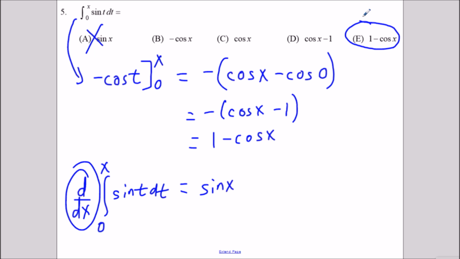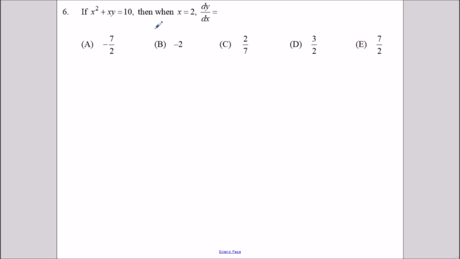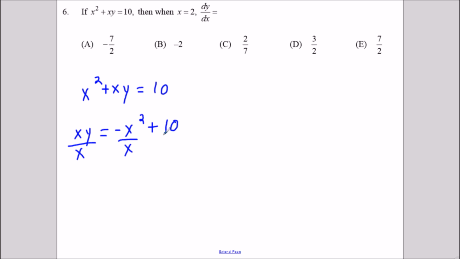Okay, for this question, we have an equation, and they're telling us when x equals 2, dy dx equals something. For this question, we have the option of doing implicit differentiation, but if you can solve for y and the function is easy, then always do that. So here we have x squared plus xy equals 10. We could rearrange this: x times y equals negative x squared plus 10 after we subtract x squared from both sides. Now we divide both sides by x, and we'll have y equals negative x plus 10 times x to the negative first power.